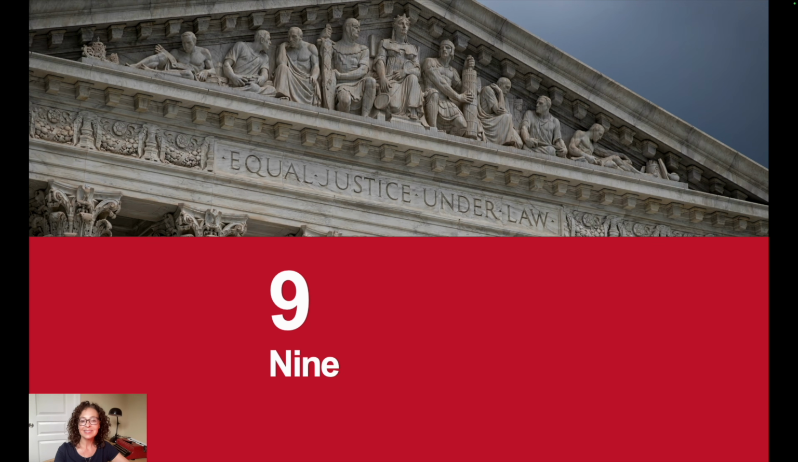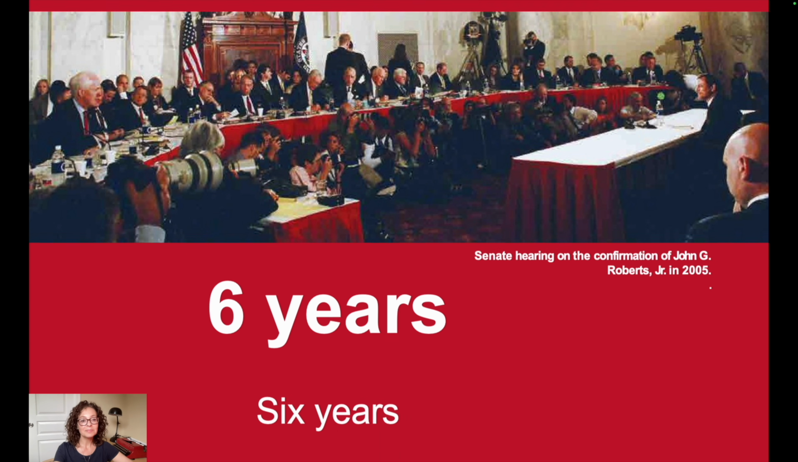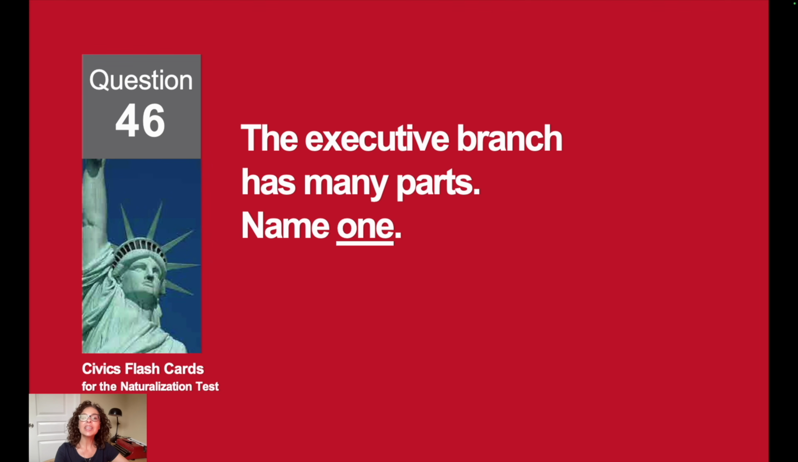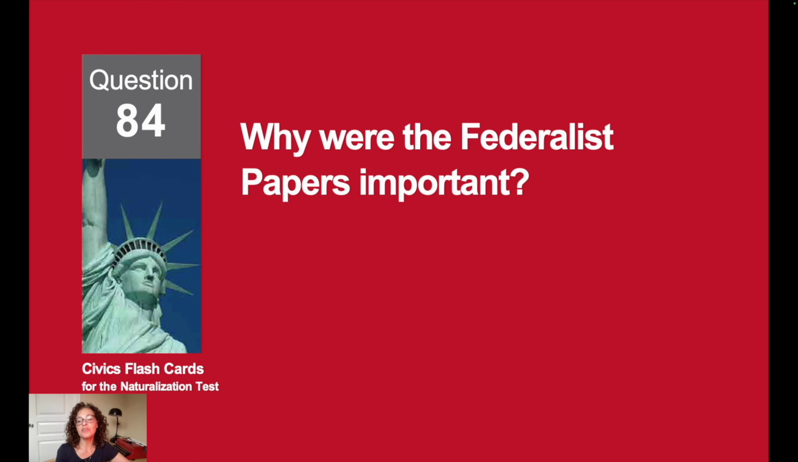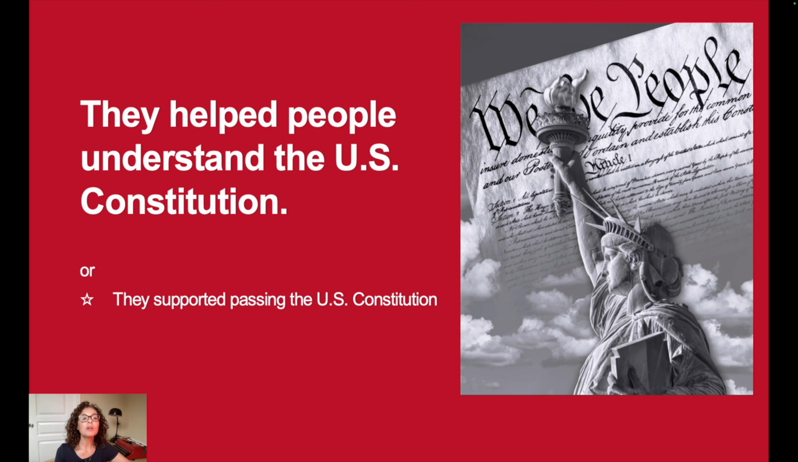How many seats are on the Supreme Court? 9. How long is a term for a U.S. Senator? 6 years. The executive branch has many parts. Name one. The President. Why were the Federalist Papers important? They helped people understand the U.S. Constitution.